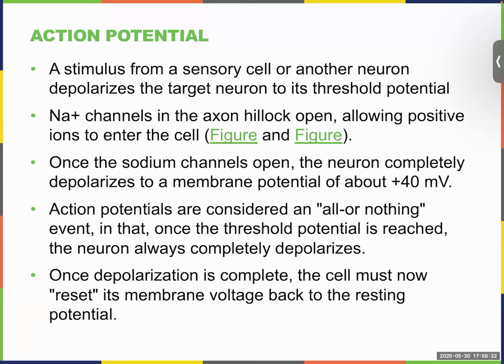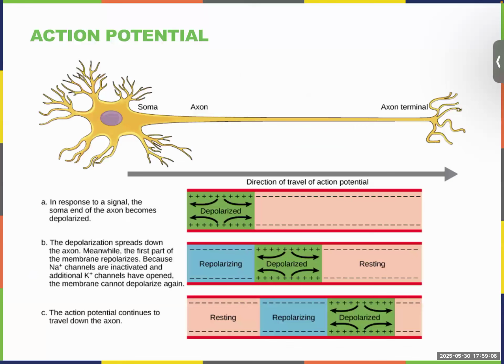Okay. So once the threshold potential is reached, which is a positive number, then the neuron is going to be completely depolarized, meaning it's no longer negative on the inside and positive on the outside. It's flipped the opposite way, where it's positive on the inside. But once this depolarization is over, we don't want to continually feel pain. The cell must now reset back to the voltage it was before, like minus 70 millivolts, for example.